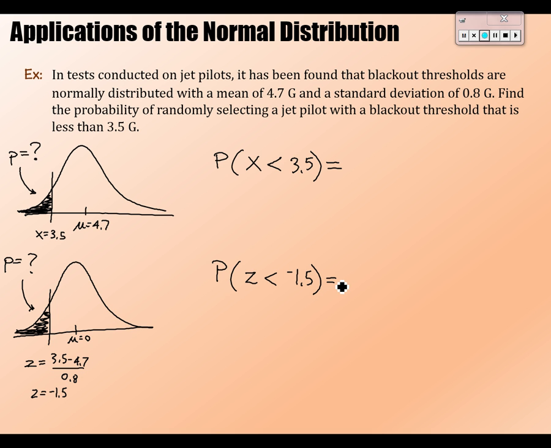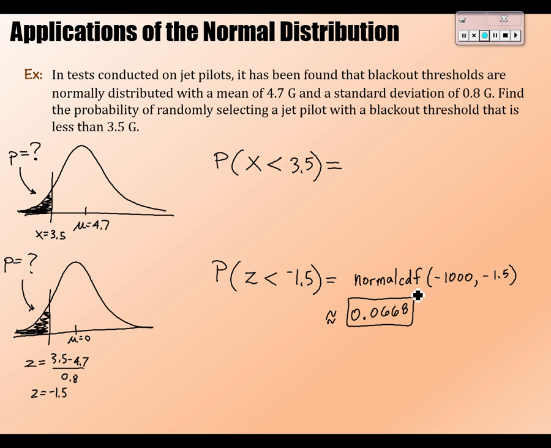Okay, so this has turned this complicated word problem into just something we did last night, right? You can do normal CDF on your calculator, so someone race me to the answer here. Negative 1,000, negative 1.5, and you get an approximate value of, what did you say? 0.0668. Okay, so about a 6.7% chance that you're someone who blacks out at 3.5 Gs or less.